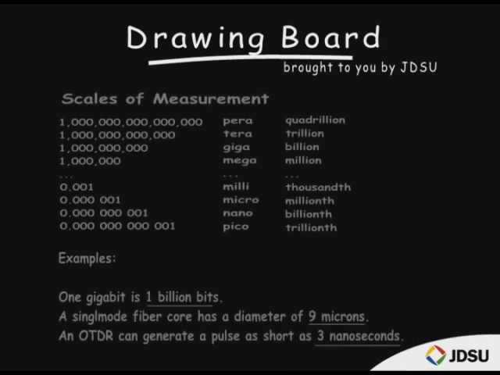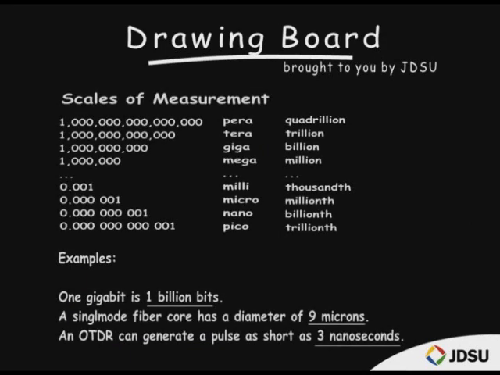The scale of measurements in fiber optics ranges from the very small to the very large. It helps to understand the range of dimensions. For example, 1 gigabit is 1 billion bits. A single-mode fiber core has a diameter of 9 microns, or 9 millionths of a meter.